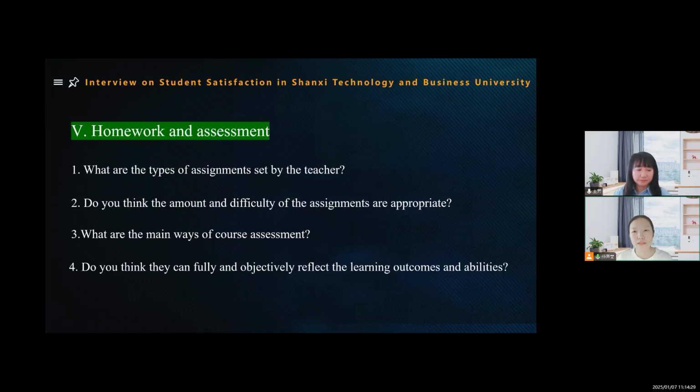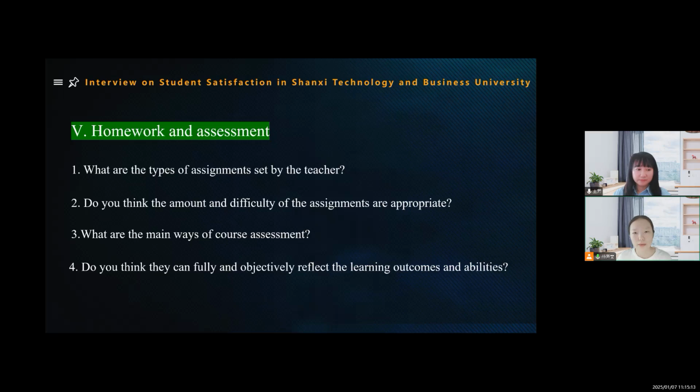For the usual assignments, some students may have plagiarized, which will also affect the objectivity of the assessment. In addition, I think the assessment criteria for classroom performance can be more detailed and clearer to avoid assessment being not accurate enough due to subjective factors. Therefore, I hope the school can optimize the assessment methods and add some diversified forms of assessment.